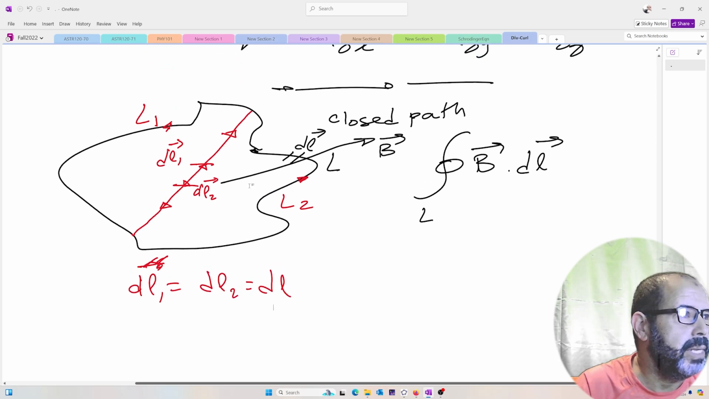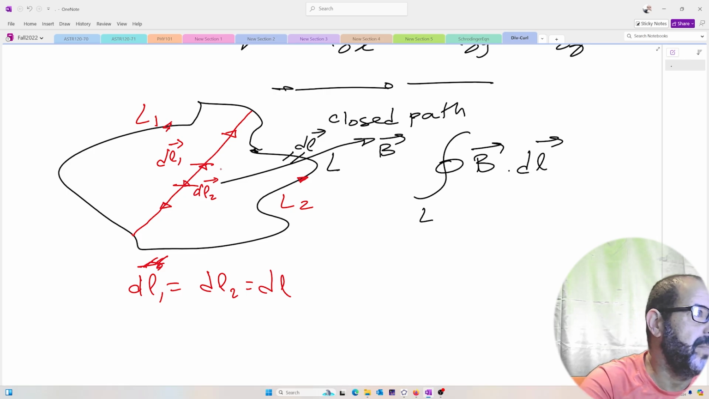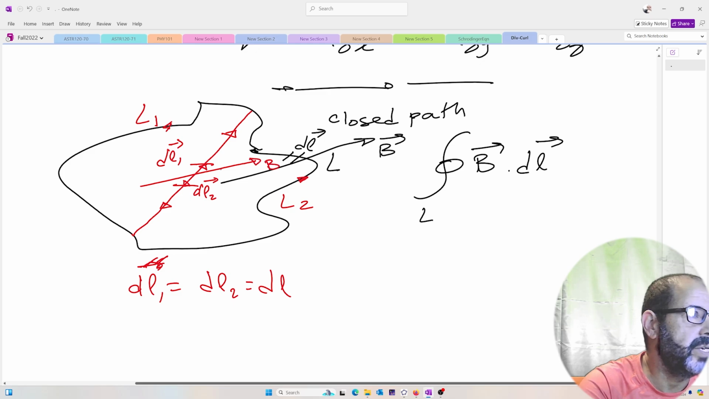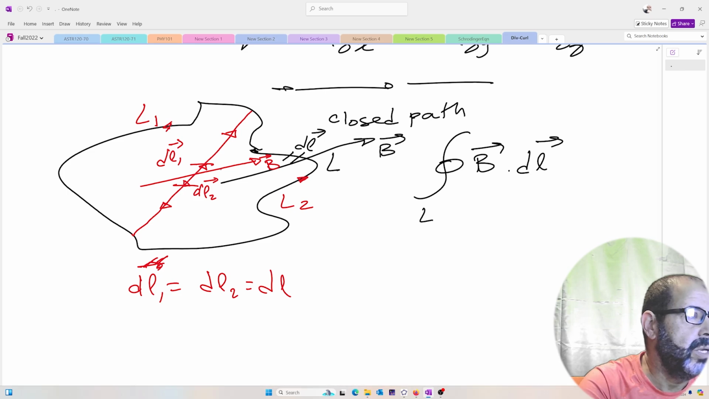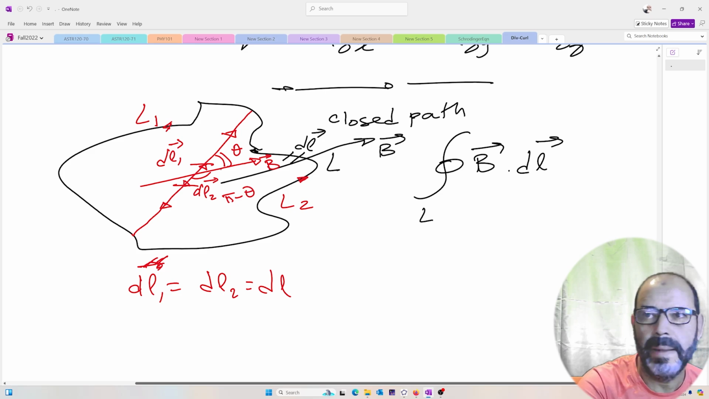Anyway, the point here is we're trying to find the product of the vector b again, which happens to be a vector in this region that looks like this, with both dl1 and dl2 as vectors. With vector dl1, this is the angle that the vector b makes, so I'm going to call this angle theta as before. Between the vector b and the vector dl2 is actually 180 degrees minus theta. So again, this is pi minus theta, okay?